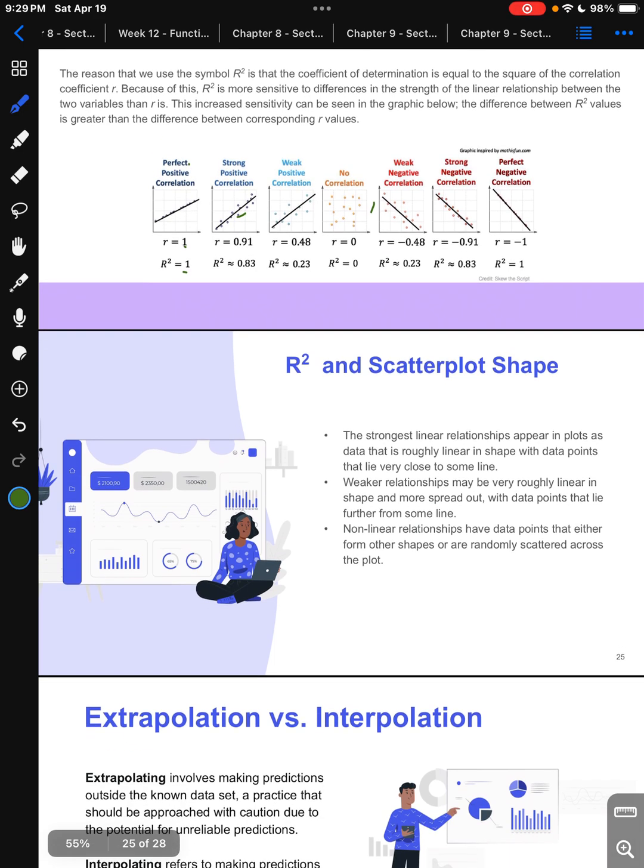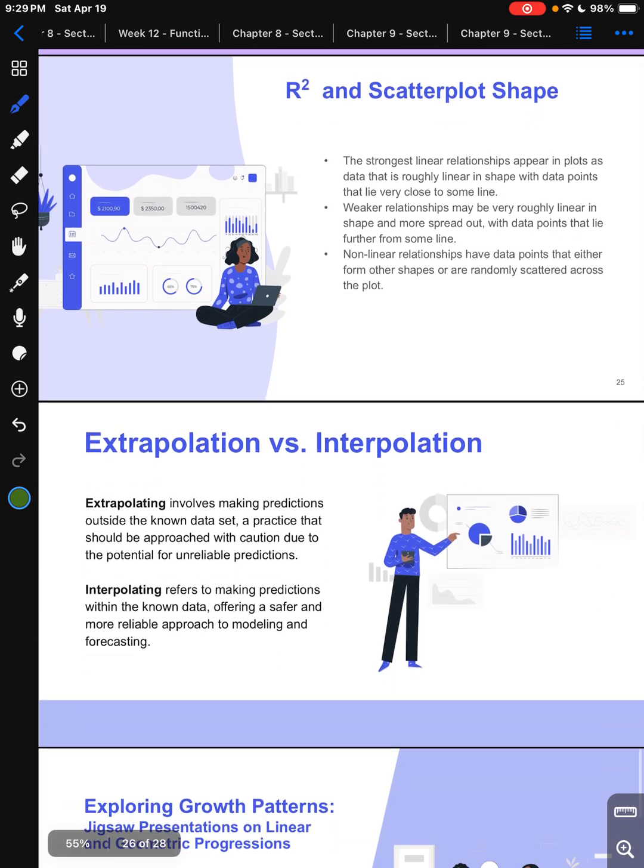The strongest linear relationship appears in plots as data that is roughly linear in shape with data points that lie very close to the line. Weak relationships may be roughly linear in shape and more spread out with data points that lie further away from the line. Nonlinear relationships have data points that form other shapes or are randomly scattered across the plot.